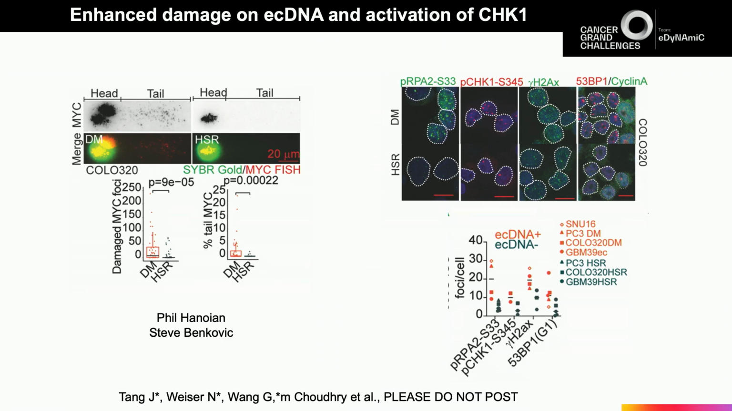So you predict that there'd be a lot of damage on these extrachromosomal DNA particles. Phil Hanoian and Steve Benkovic did this COMET FISH assay, and you can actually see here there's a ton of damage on these extrachromosomal DNA particles. And then we look at markers of DNA damage and also of the S phase checkpoint, CHK1, all of these things are up on the ecDNA particles themselves.